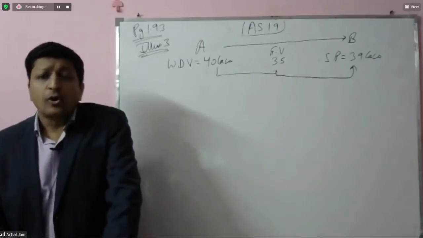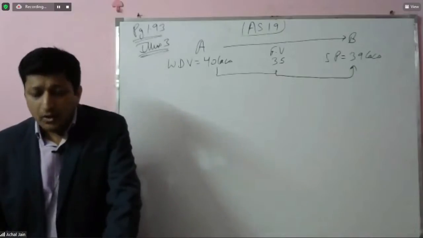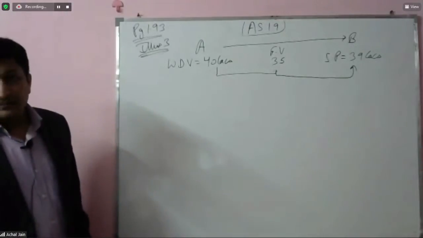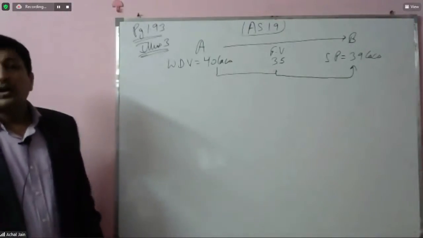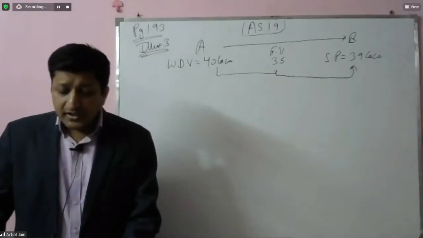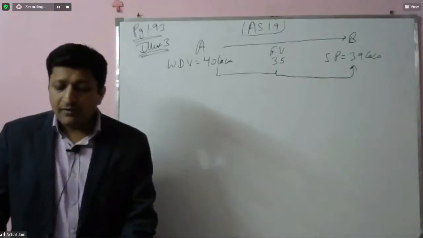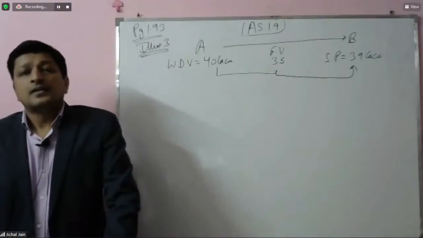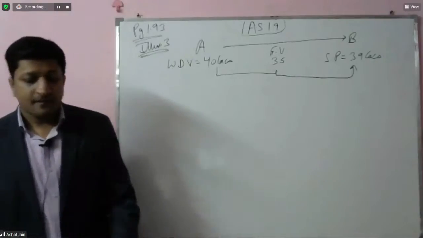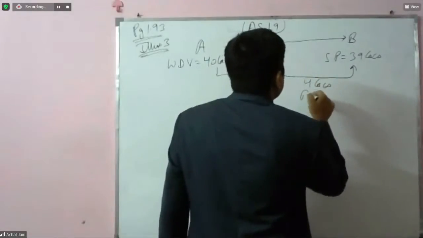In this case, all in all, we have incurred a loss of rupees 1 lakh on a net basis. Correct? We have a loss of rupees 1 lakh. But if you will see, we also have an excess of sale price over fair value. What is that? 4 lakh. This is excess.